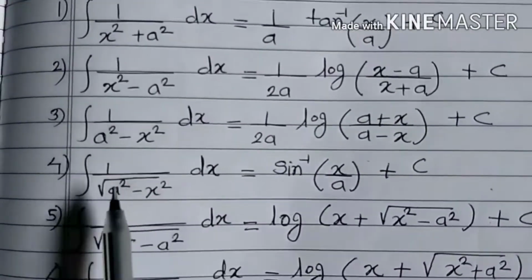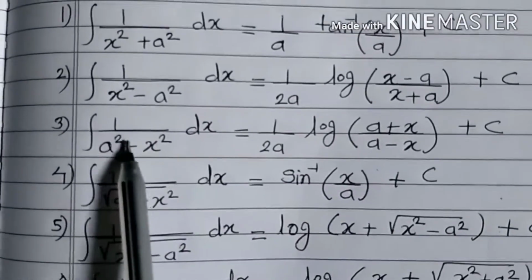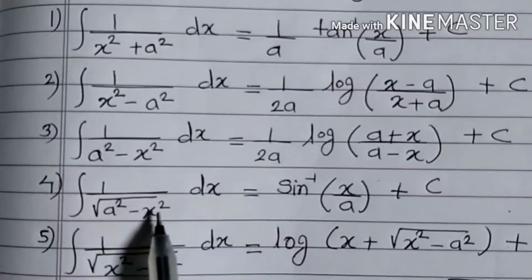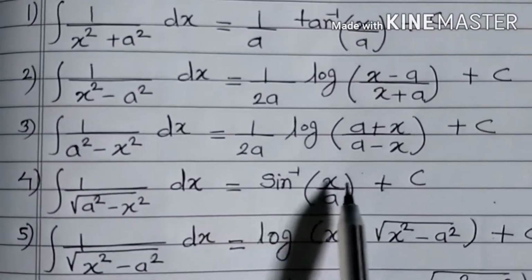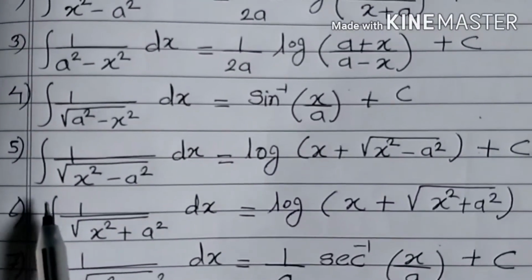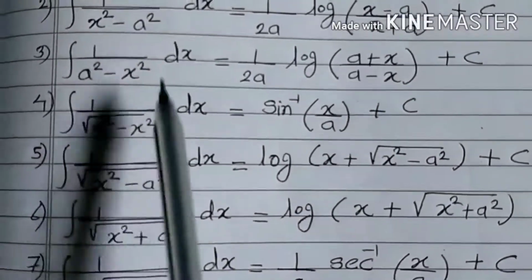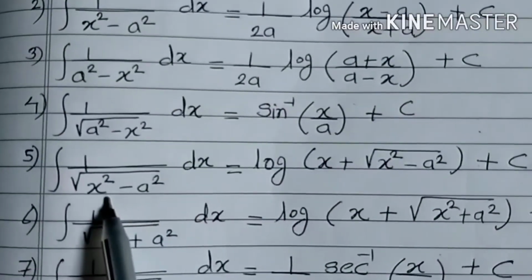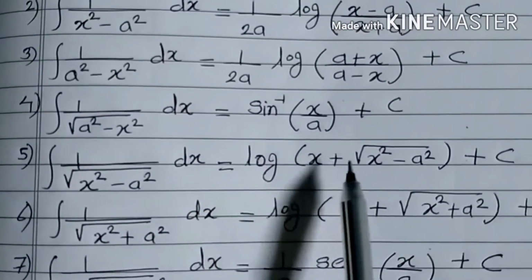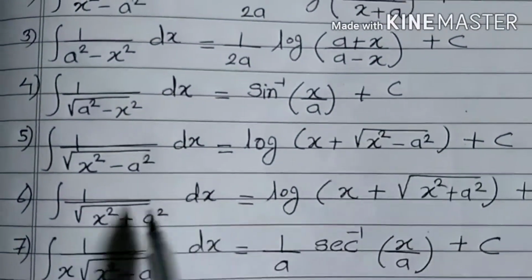Next, integration of 1 upon root of a square minus x square. You can observe there is no root in the previous one and here is a root. Then the formula changes and it is sin inverse x upon a plus c. Next formula, integration of 1 upon under root of x square minus a square. Look at this, it is the same but there is a difference in the under root. So the formula here is different, which is log x plus under root of x square minus a square plus c, where a is the constant.